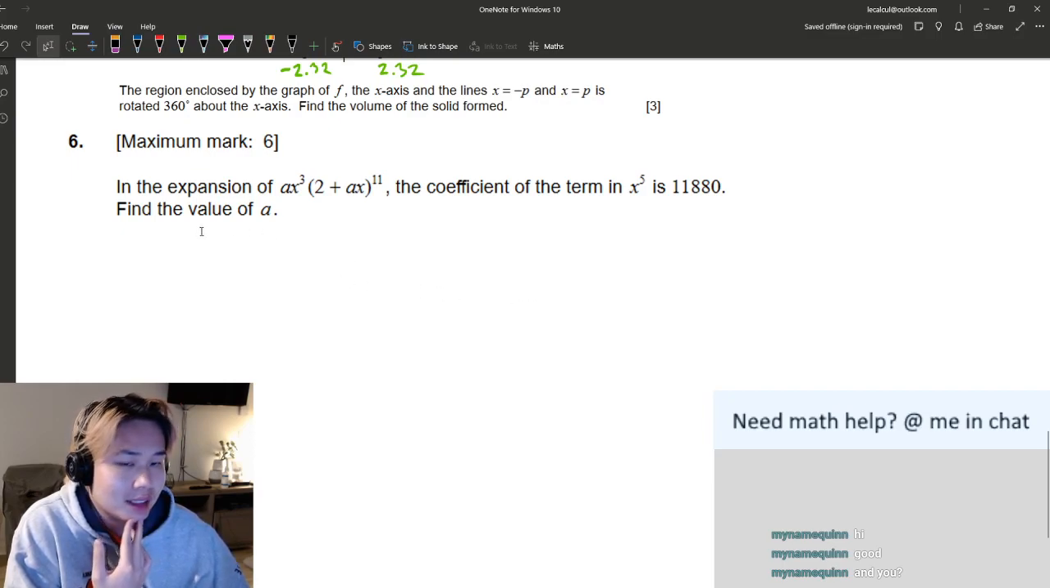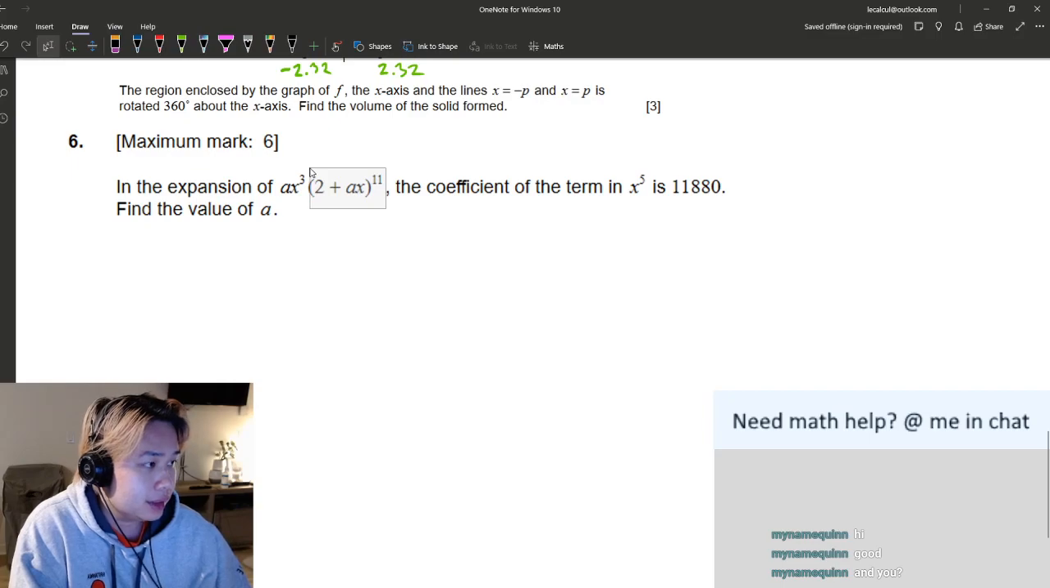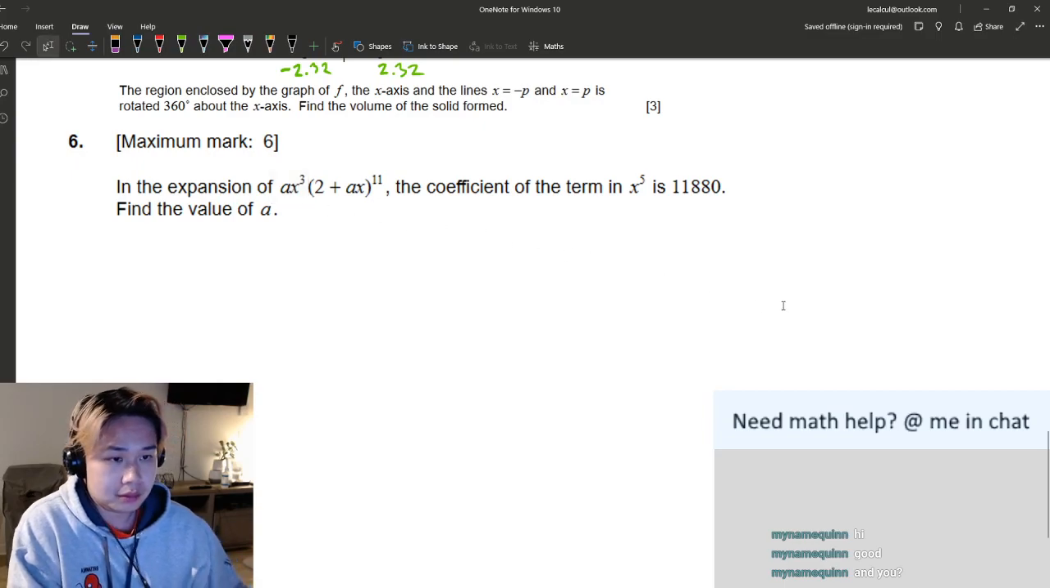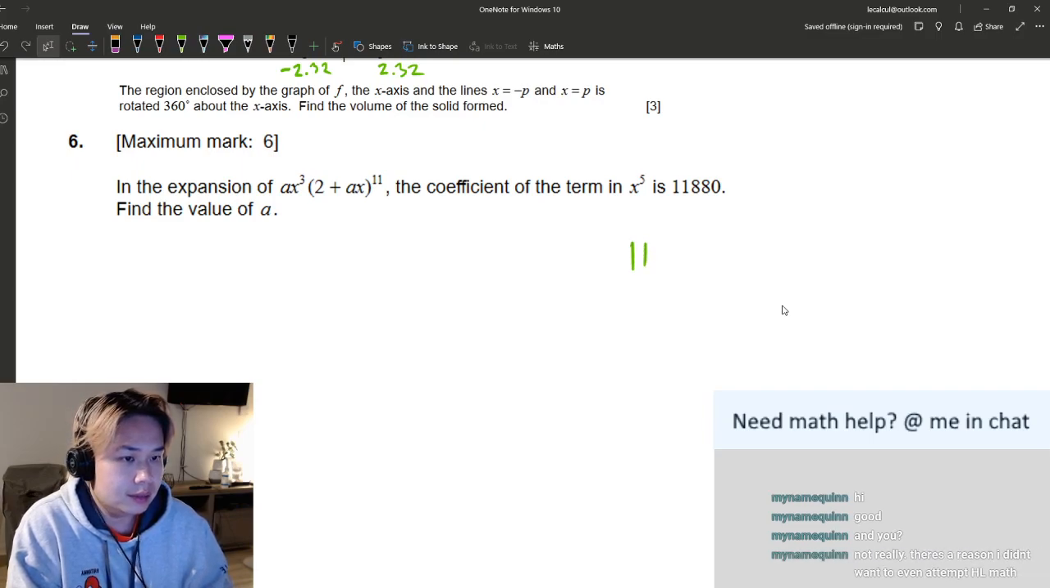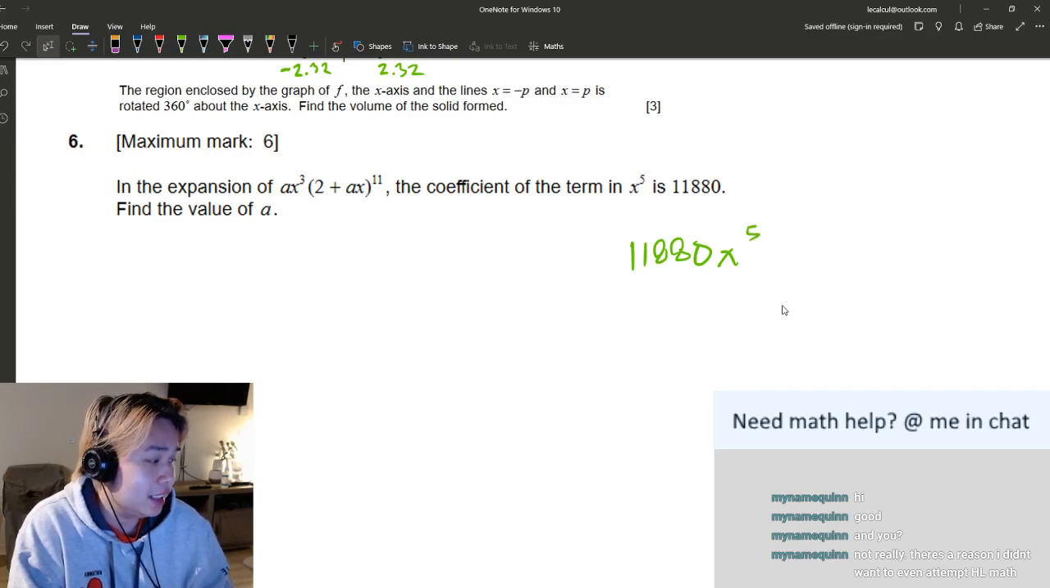All right, what is this? Okay, we have this expansion. The coefficient in the term in x to the power 5 is this. Hence, find the value of a. Okay, so we're gonna use the binomial expansion theorem on this binomial part, of course. And then you have to keep in mind it is being multiplied by a to the x cubed. So in other words, 11880x to the power of 5. This is an HL, this is SL.